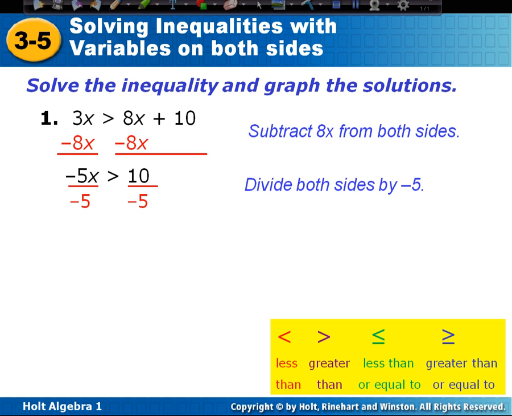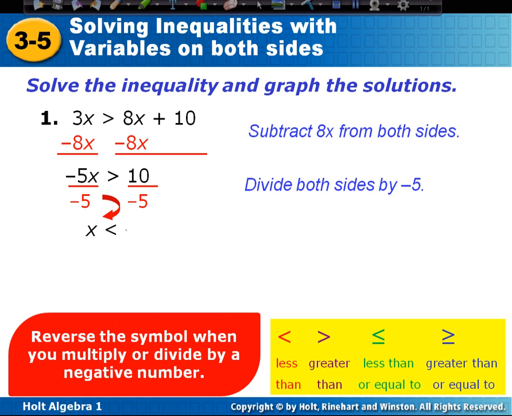Now this is where inequalities differ from solving equations. Whenever I multiply or divide by a negative number, I have to flip that inequality symbol, so that inequality symbol is going to turn around, and it's going to go from greater than to less than. So x is less than negative 2.